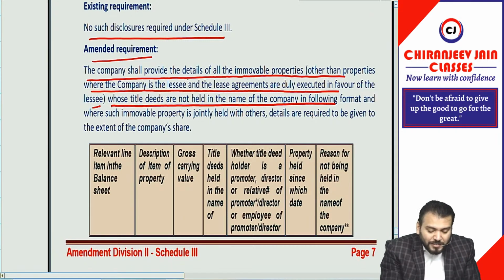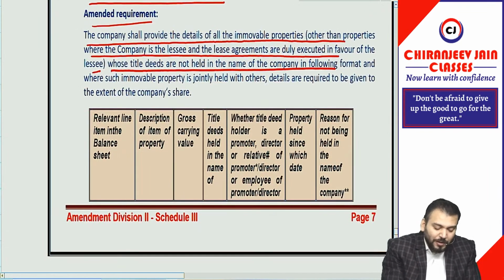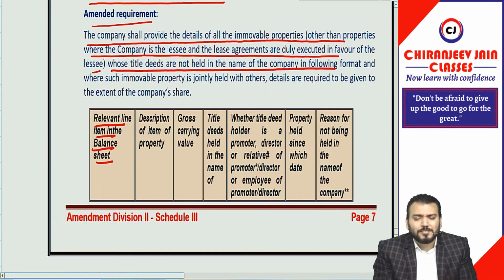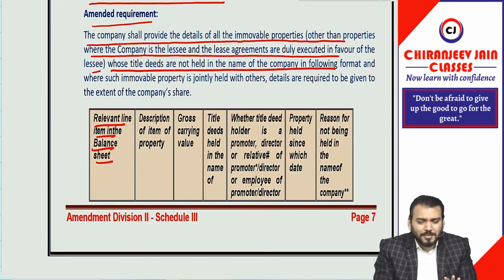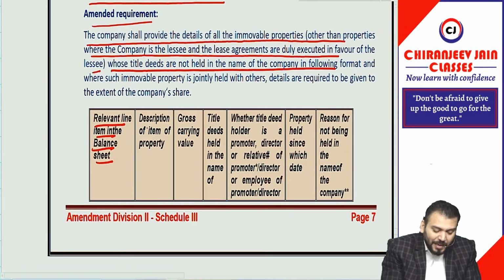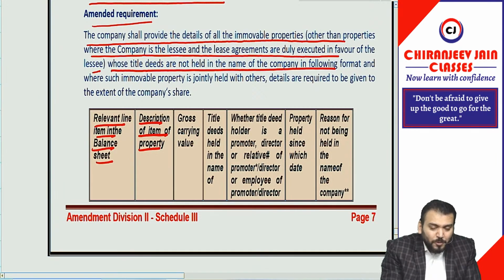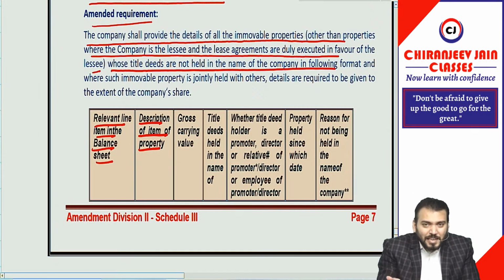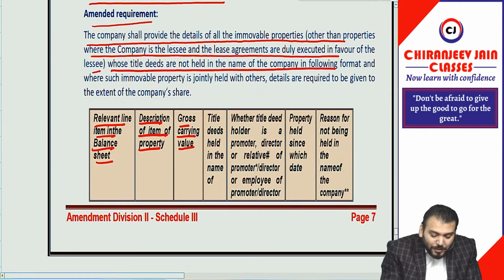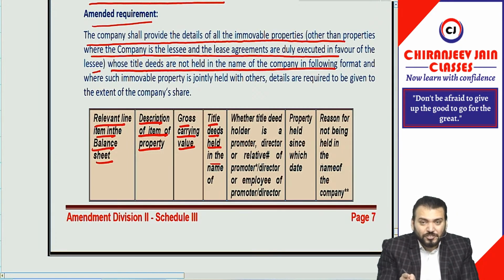The company shall provide the details of all immovable property whose title deeds are not held in the name of the company in the following format. We need to find out the relevant line item in the balance sheet, whether it is property, plant and equipment, or investment property, or any other line item. Description of item of property means whether it is land or building, that you need to mention. Gross carrying value. Title deed held in the name of which person, that you need to disclose.